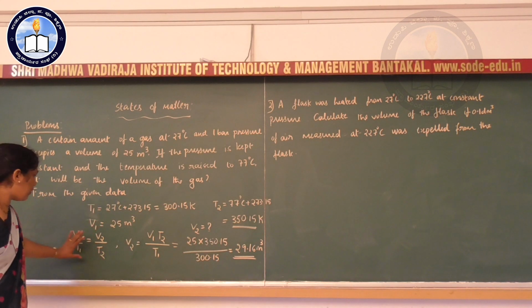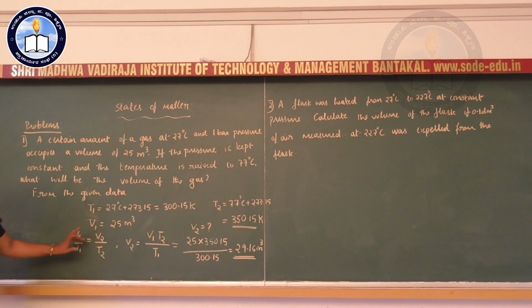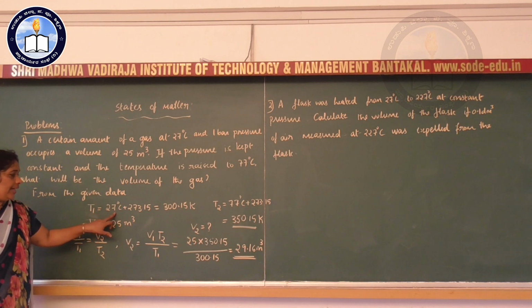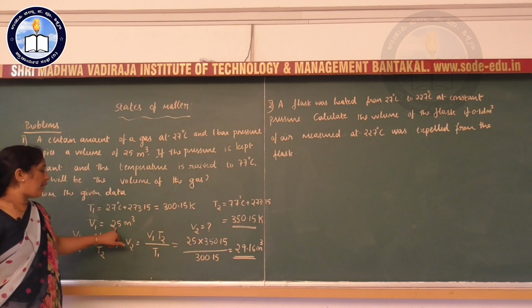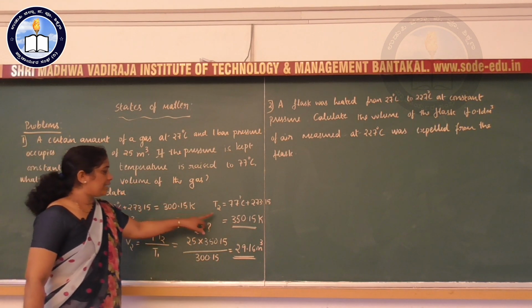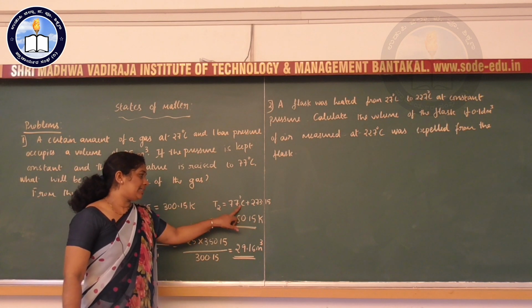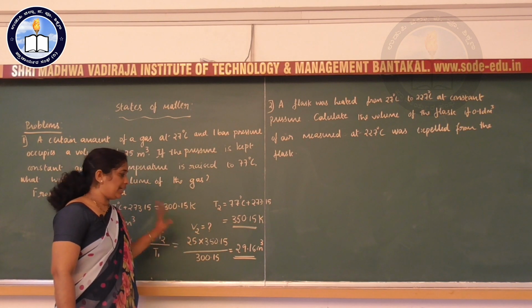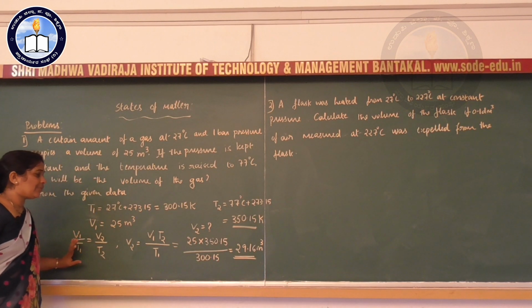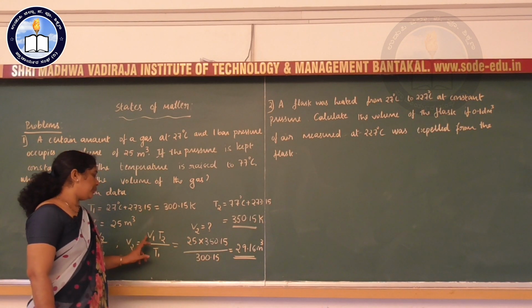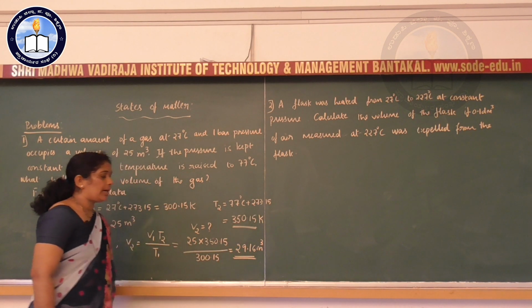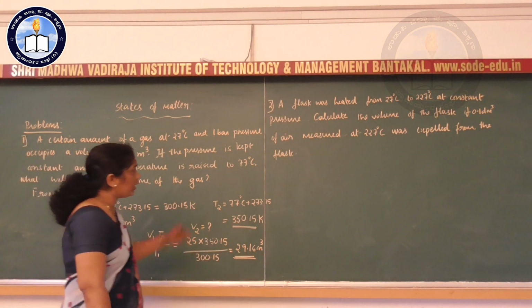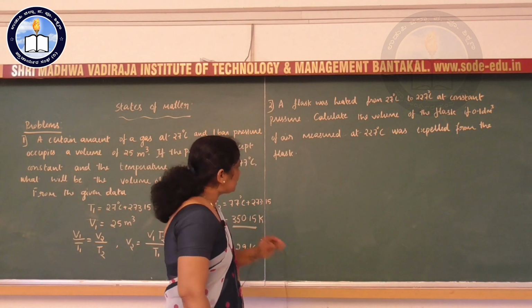We know that the formula is V1 divided by T1 is equal to V2 by T2. When the temperature is 27 degrees Celsius, the volume is 25 meter cube. When the temperature is raised to 77 degrees Celsius, what will be the volume? That is the question. Substituting in this formula, V2 is equal to V1 T2 divided by T1, so we get 29.16 meter cube. Okay, let us move to the next problem.